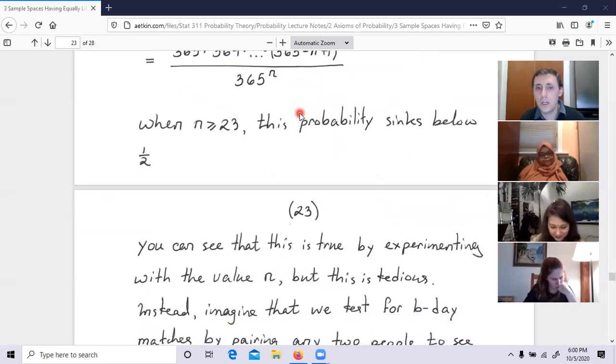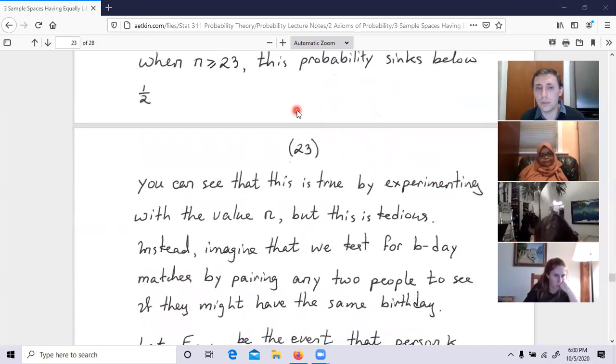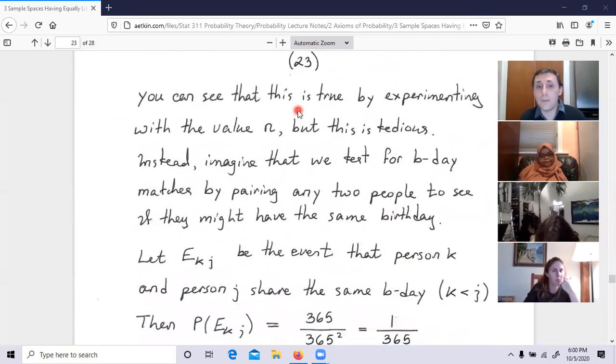You can do the following process, okay? So imagine that we are conducting a bunch of experiments, and each experiment will be of the form kj, where I compare person k with person j. I compare person 1 to person 2, person 1 to person 3, person 1 to person 4, and all of them. I have a combination of every possible 2 individuals, and I try to verify whether or not those 2 individuals have the same birthday.